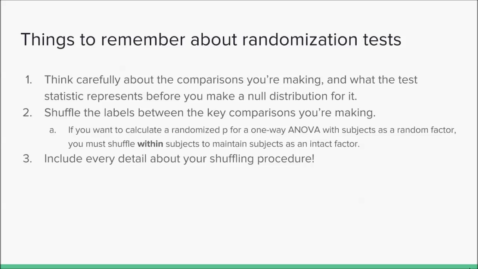So, that comes to my third point. You really need to include every single detail about your shuffling procedure when you do a randomization or permutation test, because it really is important to the final interpretation of the data that you generate.